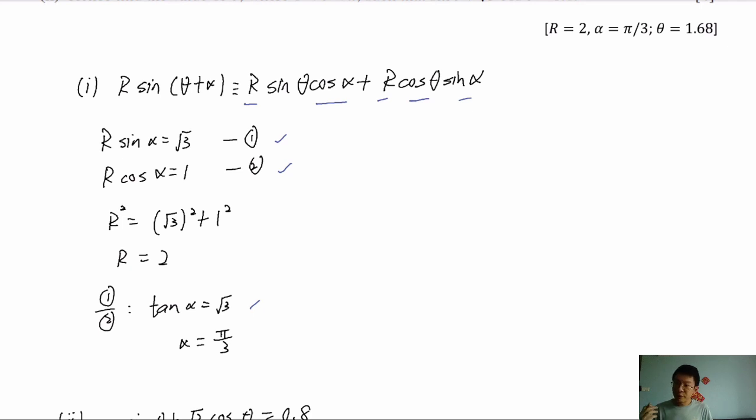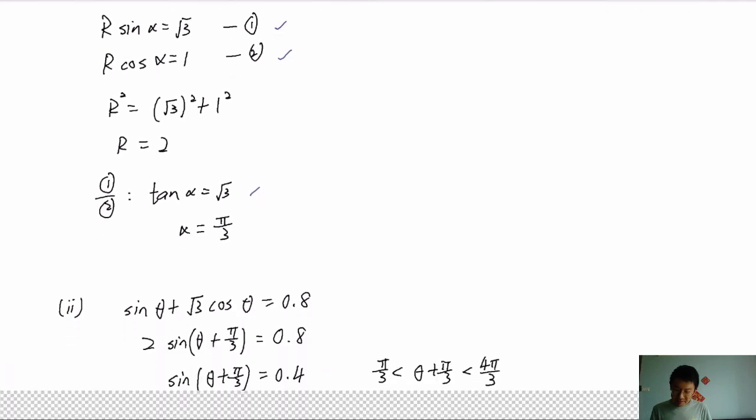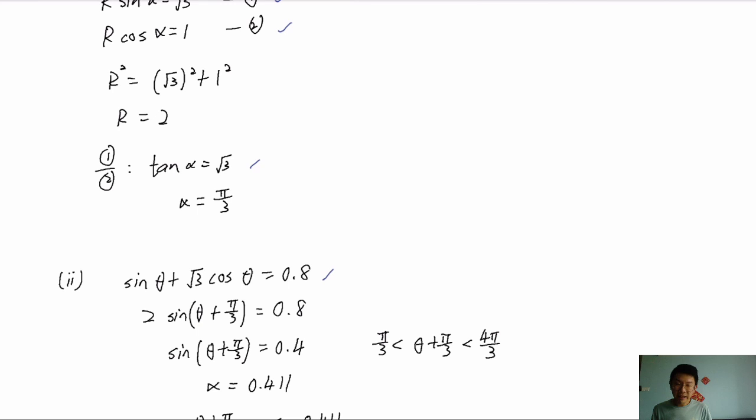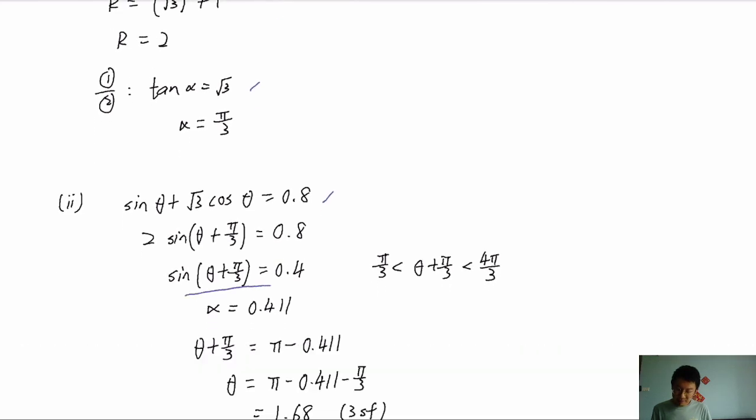So tangent alpha equals to pi over 3 actually gives us a nice value, which is alpha equals to pi over 3 for this one. Okay, so that's for the first part. For the second part is to solve this equation. In order for us to solve this equation, we'll actually use the result that we have earlier on. For the result that we have earlier on, we actually end up with this: sine of theta plus pi over 3 is equal to 0.4.